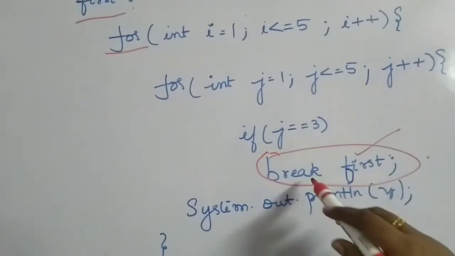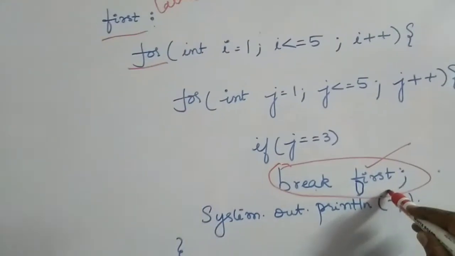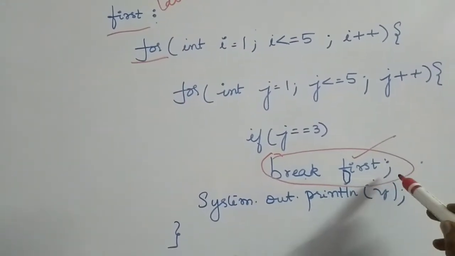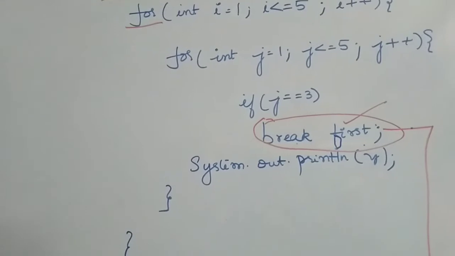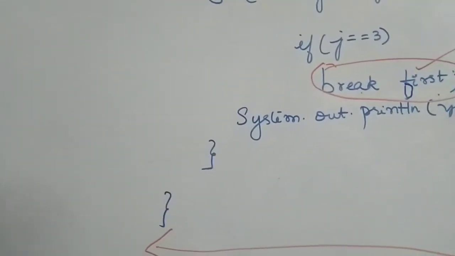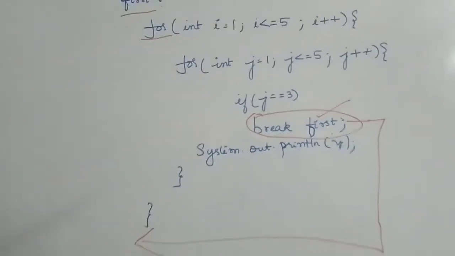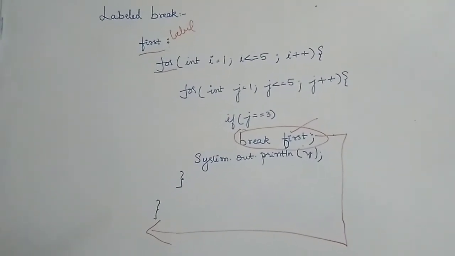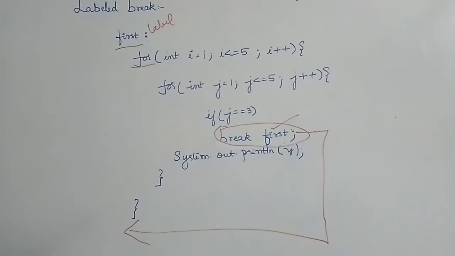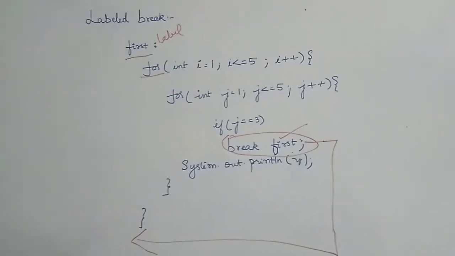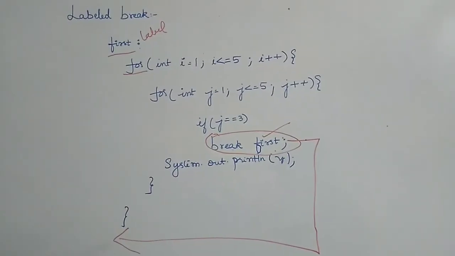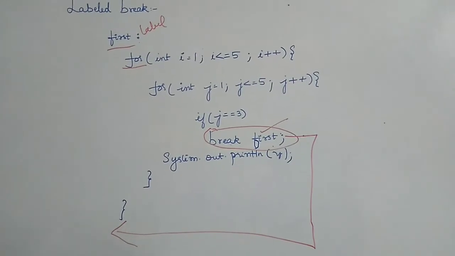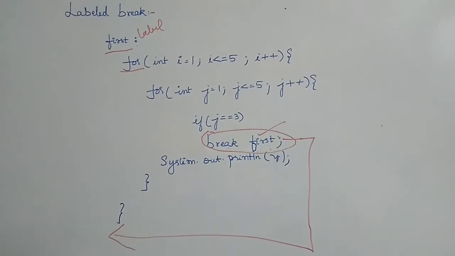Now what happens, since I said break first, it means that I am asking it to break the outer loop also. So the control comes to the immediate next statement after your outer for. Okay, so this is the use of labeled break, and this acts like the goto statement. Because goto is not supported in Java, you can use breaks to actually function like the goto statements.